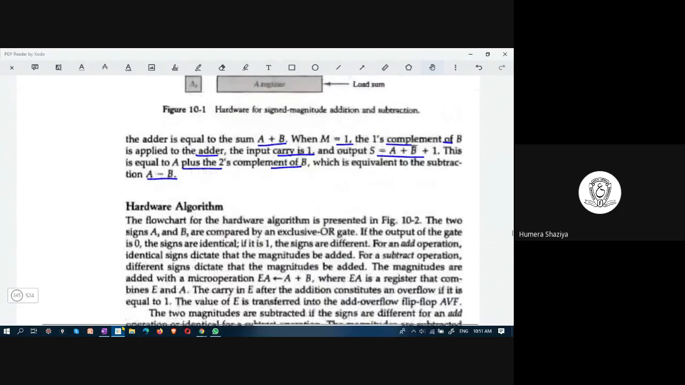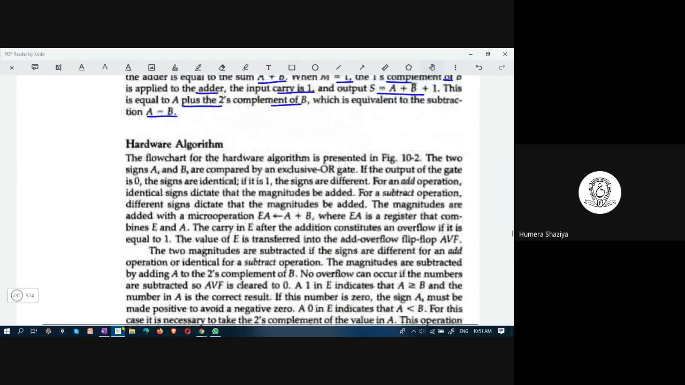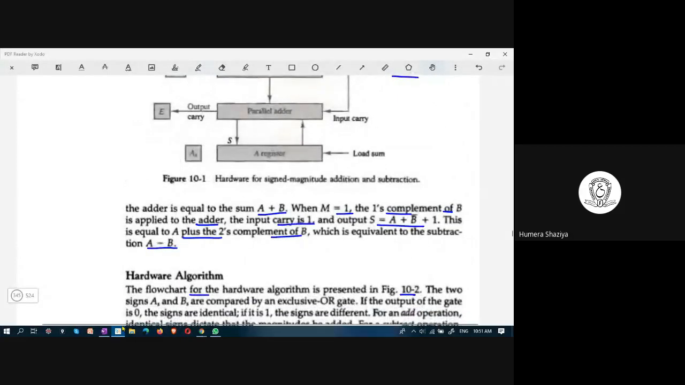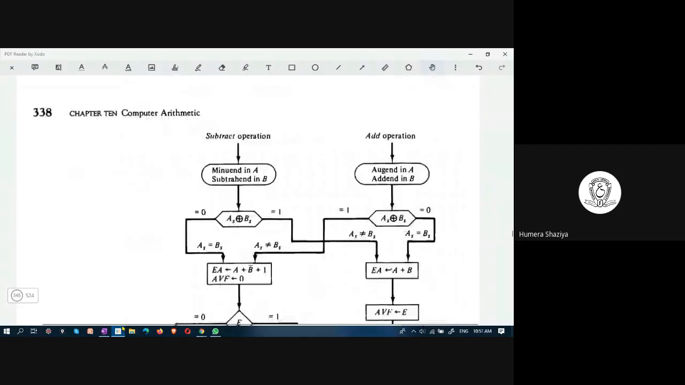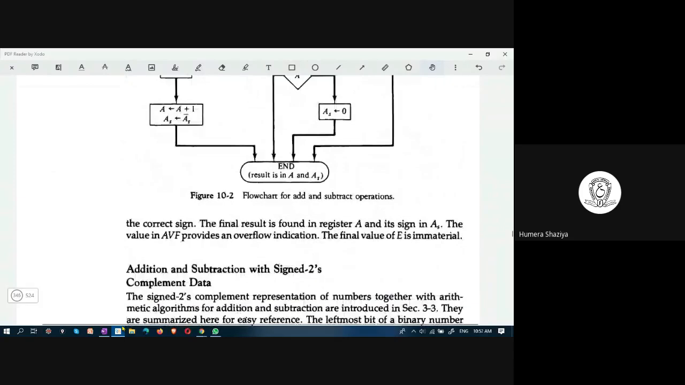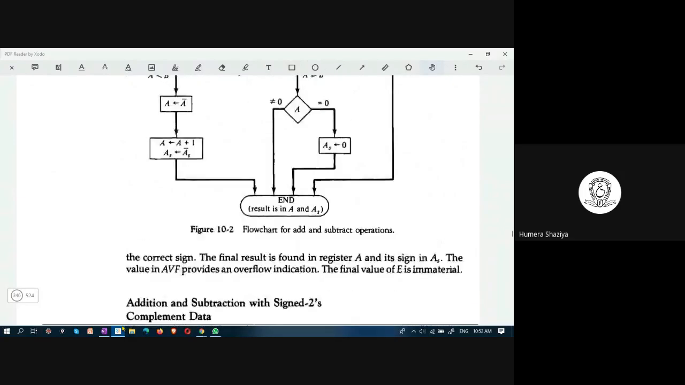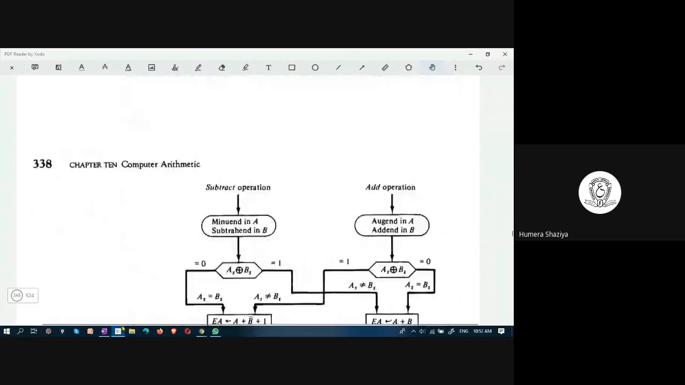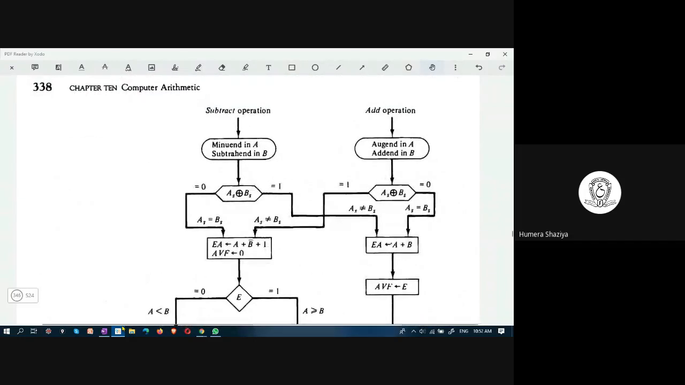The same is shown in the flowchart for the hardware algorithm, 10.2. This hardware algorithm is presented in 10.2. 10.2 is here. What are you doing here? This is the flowchart. Subtract operation, add operation. We have 4 combinations under the add operation.